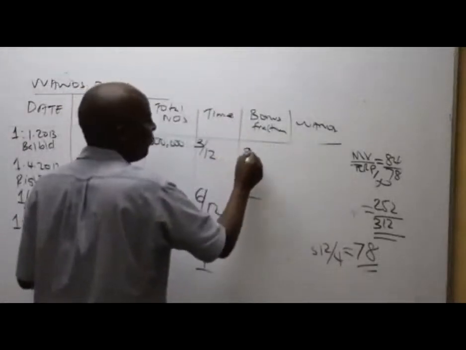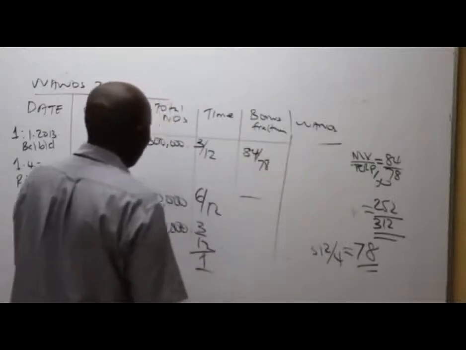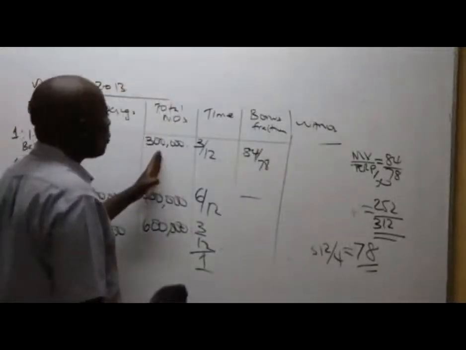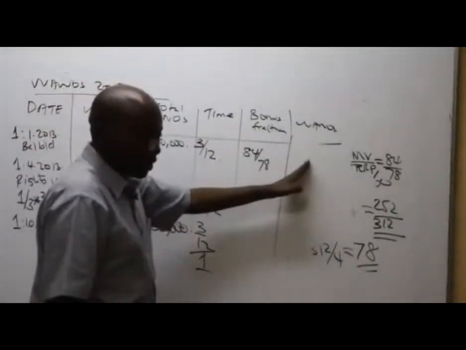So then this one here will be 84 over what here? Somebody? 78. And then I'll be able to get the one-nos very easily by taking the total nos times the time fraction times the bonus fraction, which will give me this in form of a whole number.